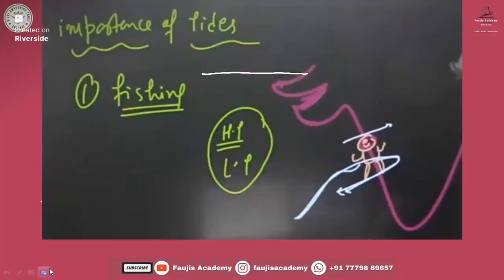Then what is the importance of tides? If high tide is happening, during that time it will lift up all those planktons, all those plants, and bring them near the continental shelf area. If planktons are shifted there, fish will come for eating. When the fish come for eating, the fishermen there will start catching the fishes.